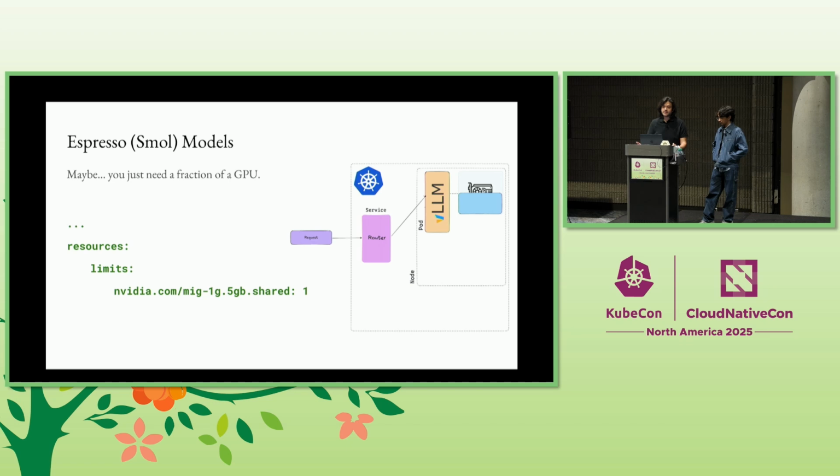It may also be the case that you may not even need an entire GPU. Maybe all you need is a fraction of a GPU for your workload. You can also request just a fraction of the GPU using MIG partition devices. MIG stands for multi-instance GPUs. There are excellent KubeCon talks on this in this KubeCon and the previous KubeCon as well.